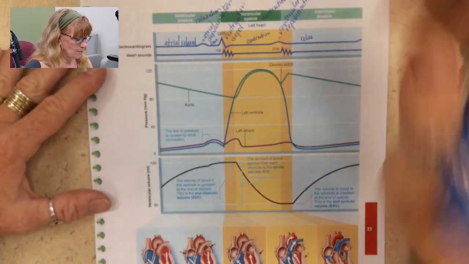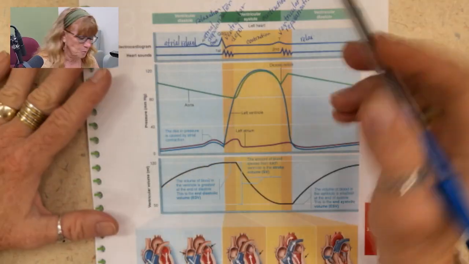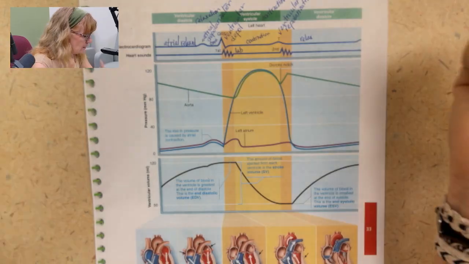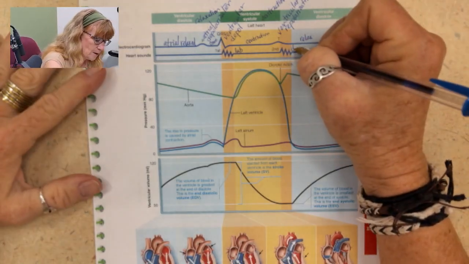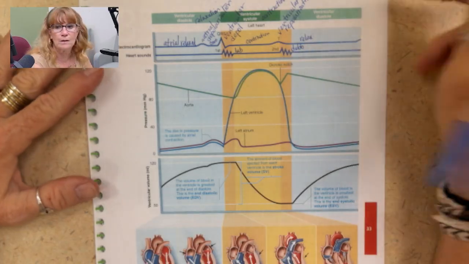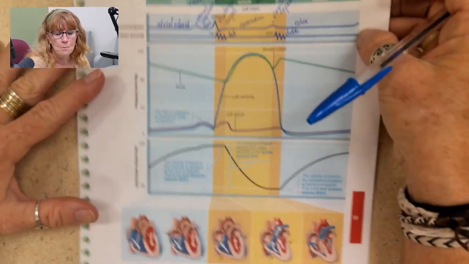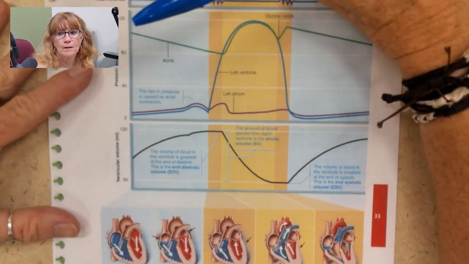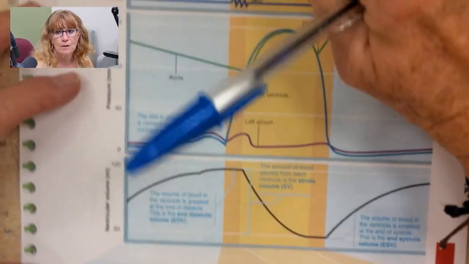All right, now, we also have heart sounds right here. So this is the first heart sound. I'm just going to put lub beside it, and this is going to be the second heart sound. This is going to be the dub, and we'll take a look at what is responsible for that. Now, down here, let me bring that a little closer.